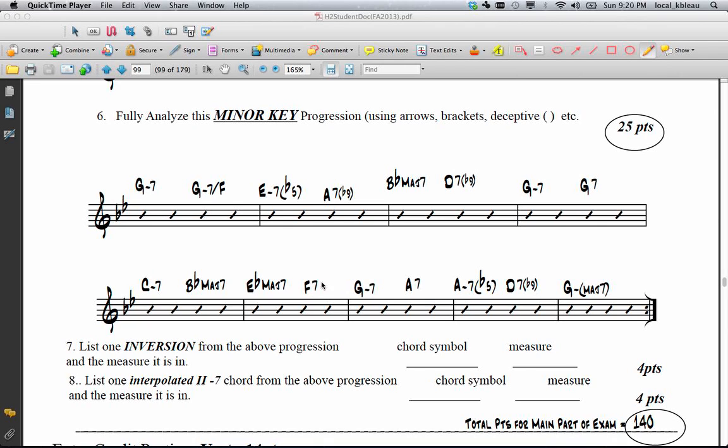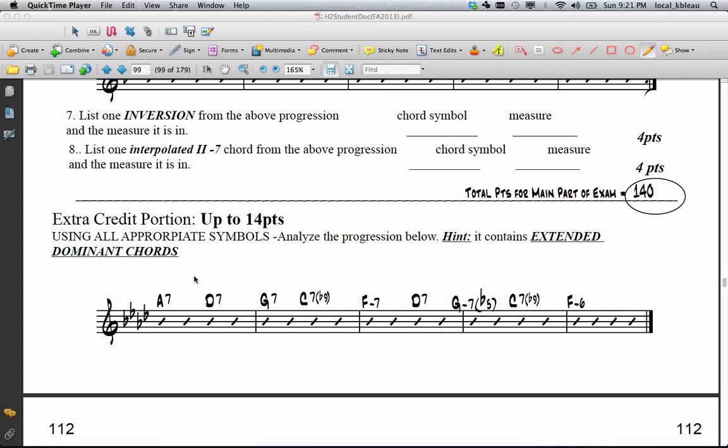Here's another one. And this one is not a secondary dominant. I'll give you that hint. See if you guys can figure out what this is. It's not a secondary dominant. But here is another dominant 7. Here's another dominant 7. Are they acting as secondary dominants, extended dominants? Are they just diatonic chords to the minor mode? And remember, this is a minor key progression. G minor, right? And then finally, this is another one for you to analyze.